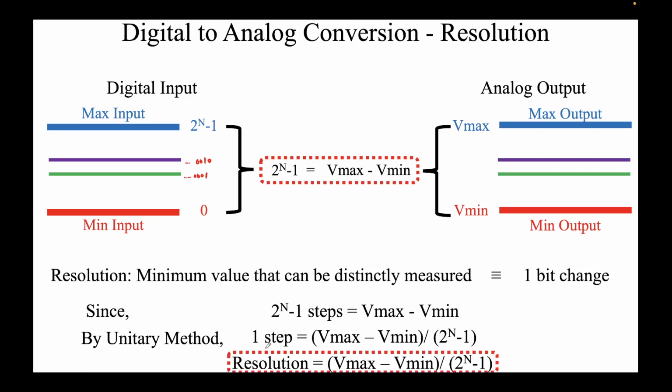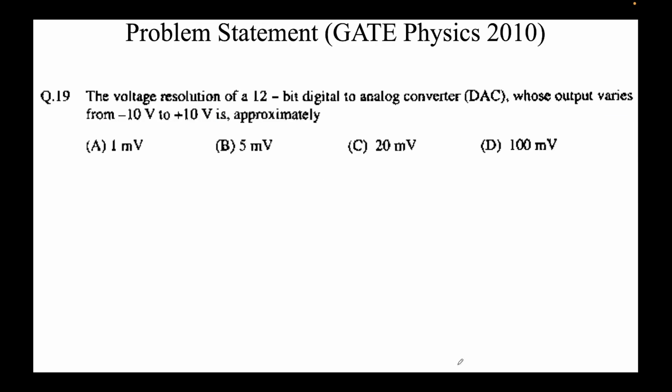Note that this is our definition of a resolution. Resolution is the 1 bit change. So resolution would be simply equal to 1 step, which is Vmax minus Vmin over 2 raised to the power n minus 1. Now, coming back to our problem, we were given a DAC with 12-bit input, and the range of output was minus 10 to plus 10.